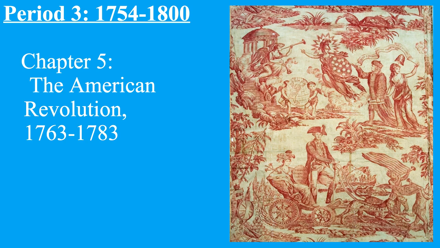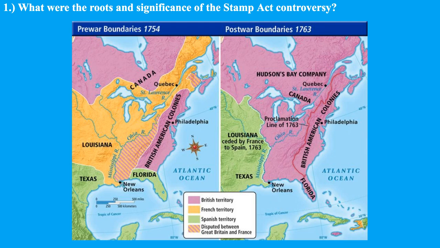So Chapter 5 in particular is going to look at the lead up to and the fighting of the American Revolution. Question number 1 is asking, what were the roots and significance of the Stamp Act controversy? So first of all, you have to think back to the French and Indian War, which really should mark the beginning of period 3, but that we already covered in looking at the end of period 2.